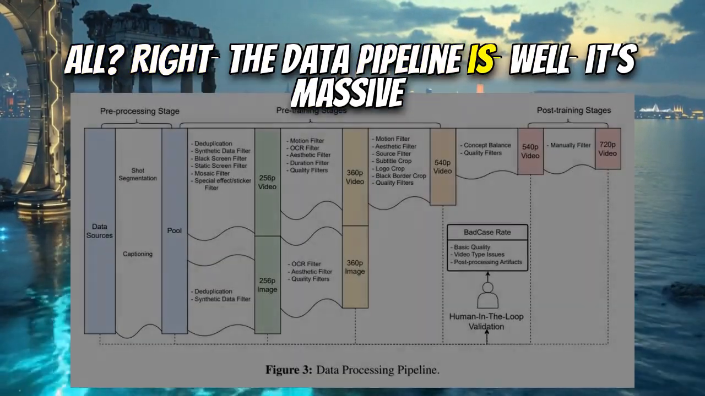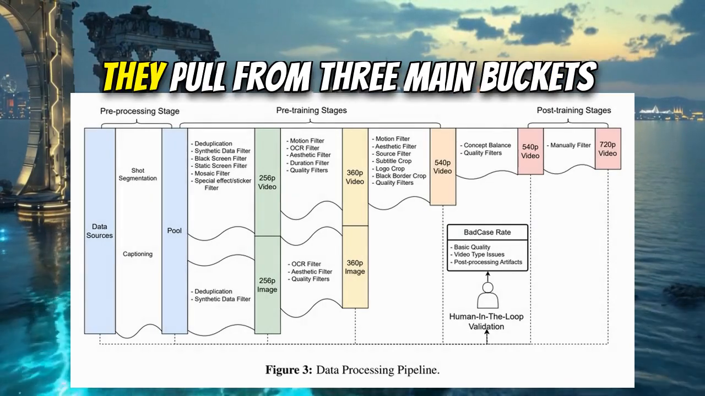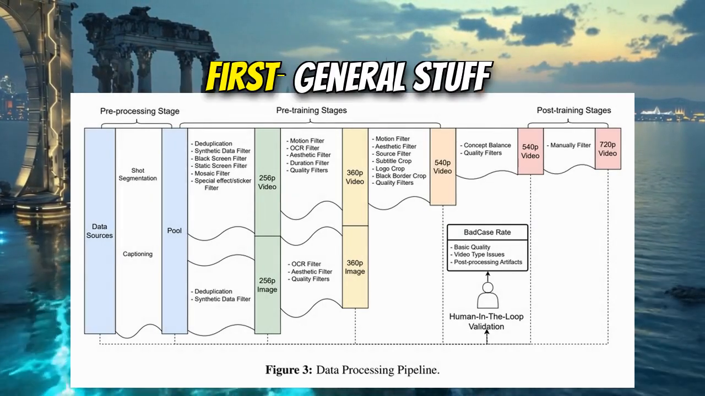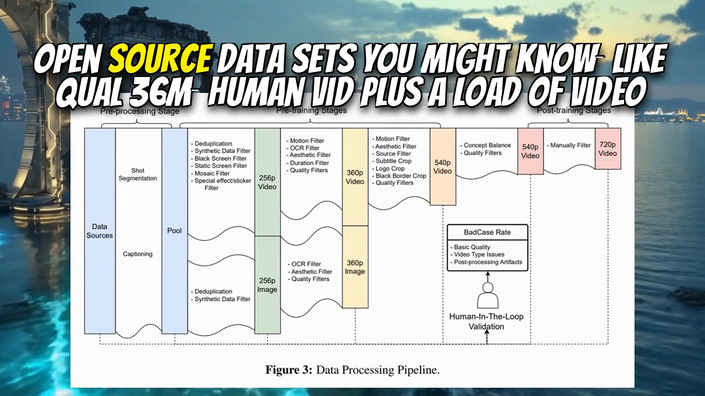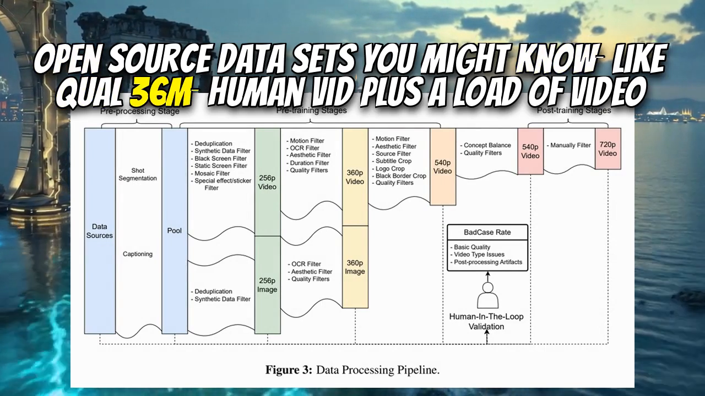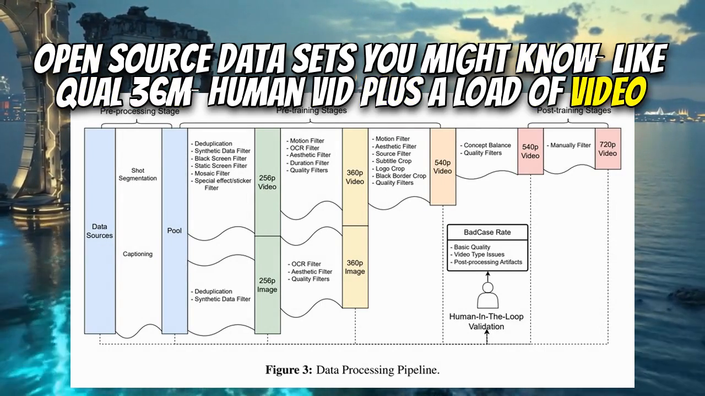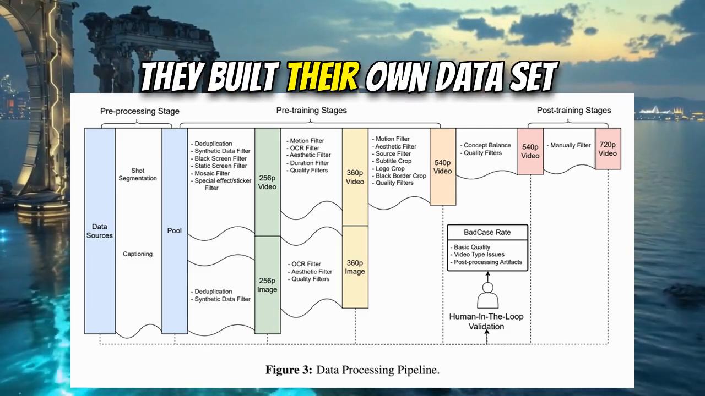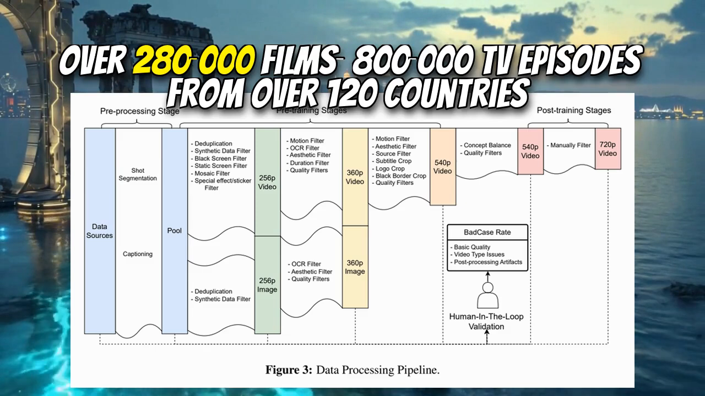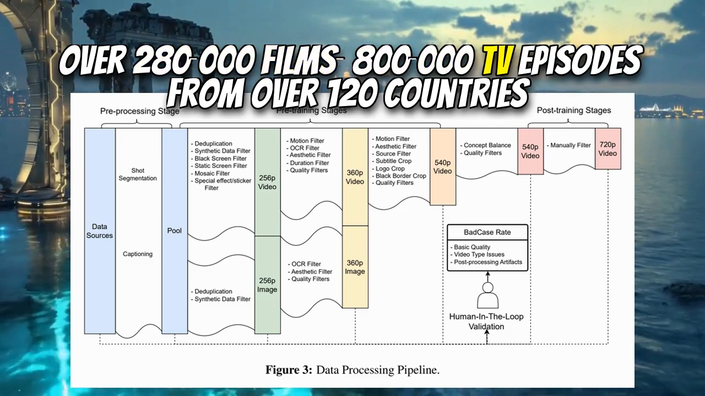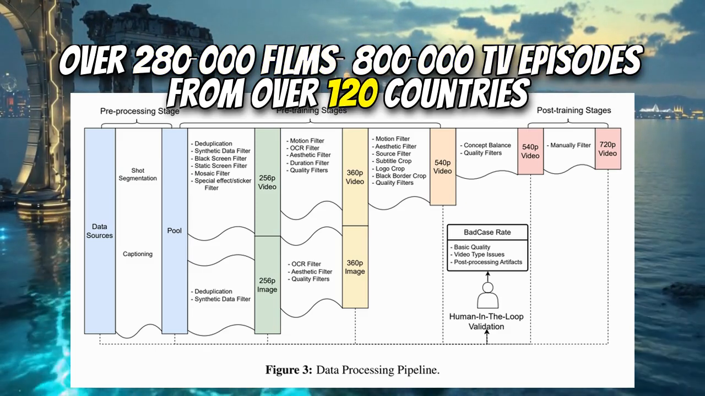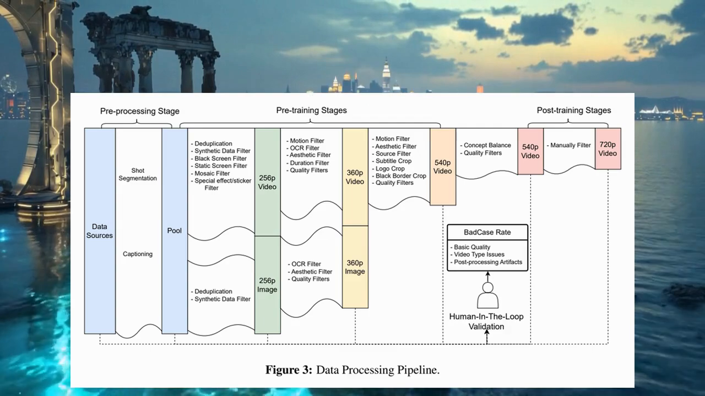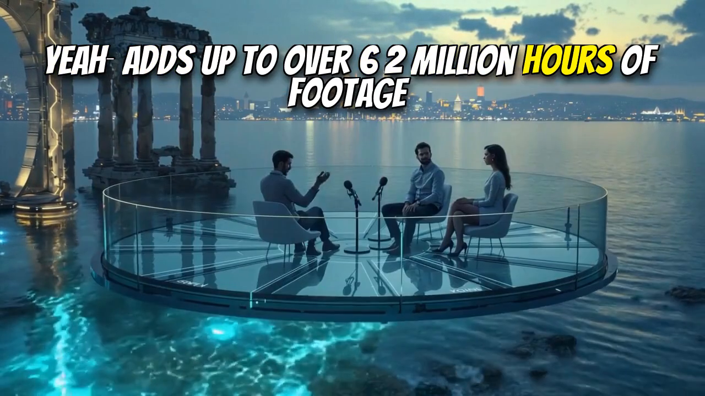Right, the data pipeline is, well, it's massive. They pull from 3 main buckets. First, general stuff. Open source data sets you might know, like Koala-36M, HumanVid, plus a load of video they crawled from the web. Second, and this scale is just wild, they built their own data set. Yeah. Over 280,000 films, 800,000 TV episodes from over 120 countries. Wow. Yeah, adds up to over 6.2 million hours of footage.